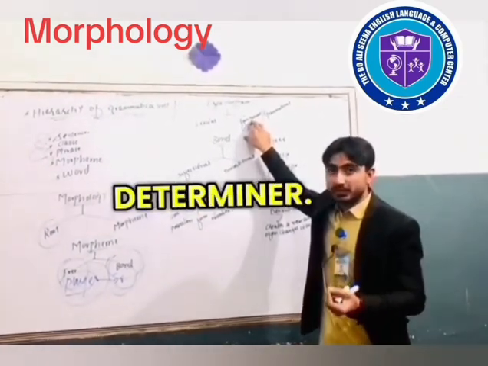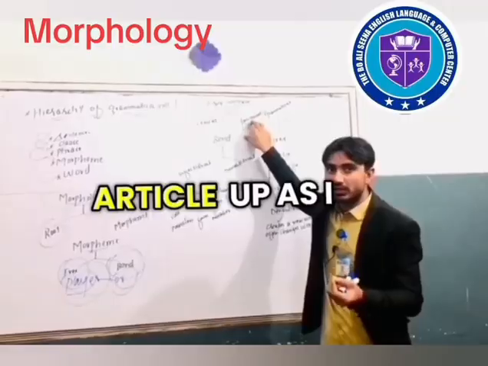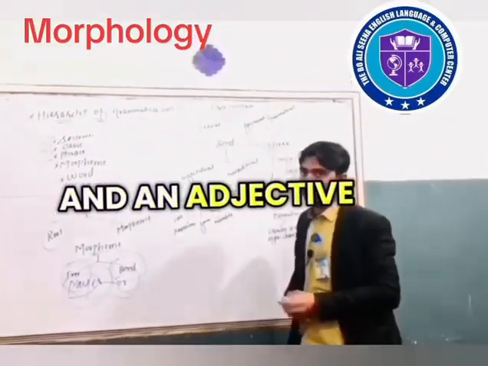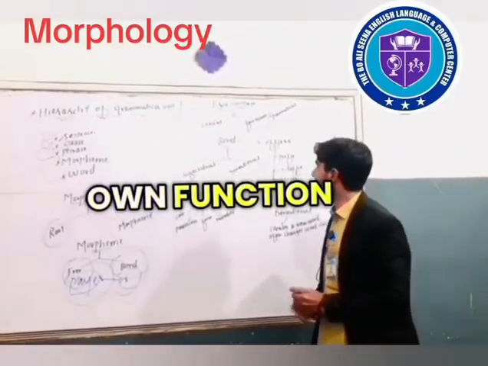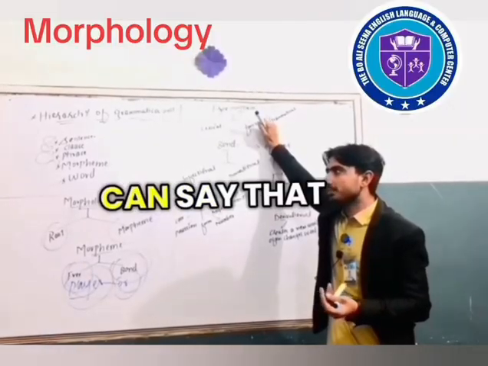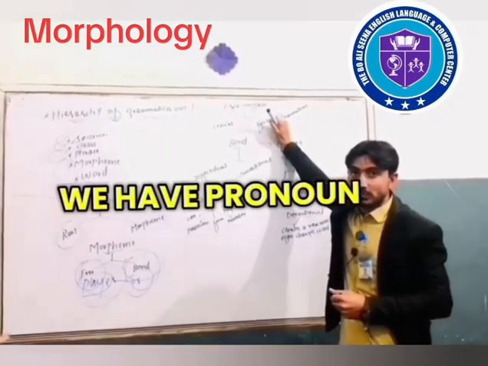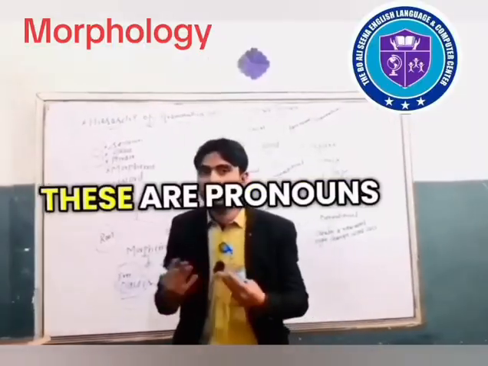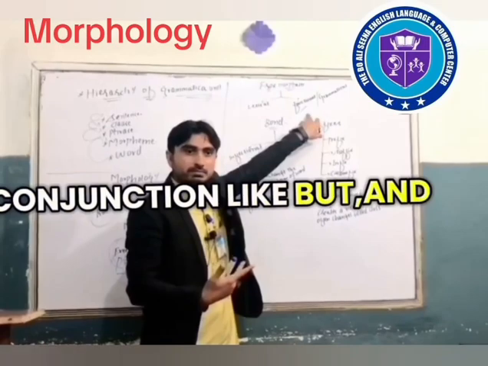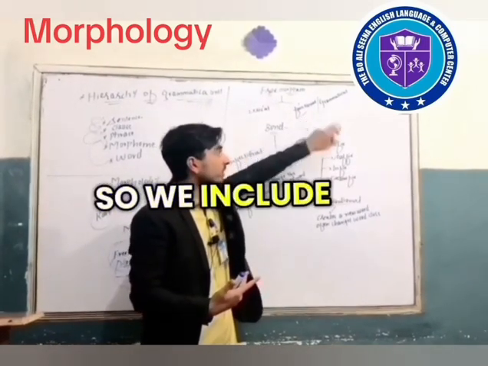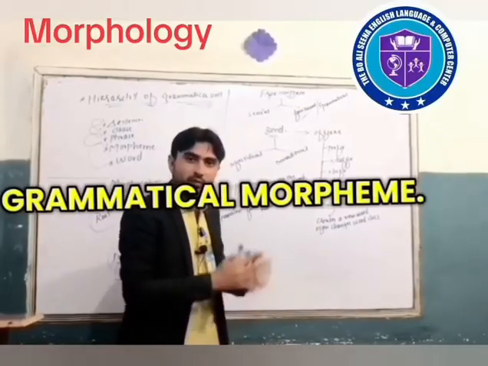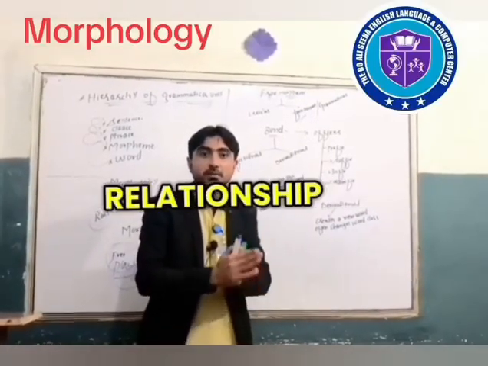For example, determiners, this and that, articles. As I said, articles are also included with adjectives in parts of speech. It has its own function. Functional morphemes also include pronouns, like you, we. These are pronouns. You can also add conjunctions like but, and. So we include them in functional or grammatical morphemes. Why do we call them functional or grammatical morphemes? They usually show the grammatical relationship.